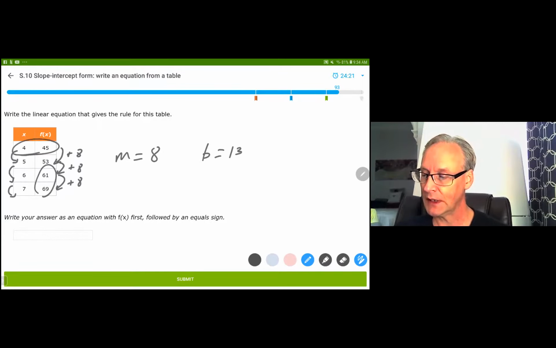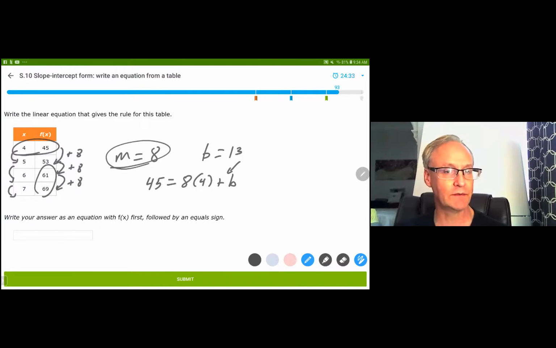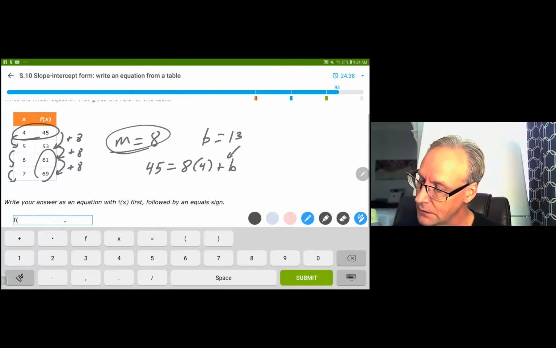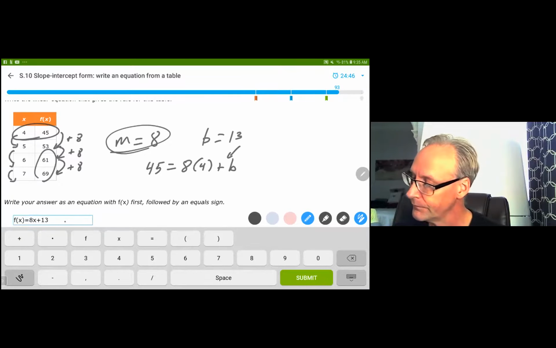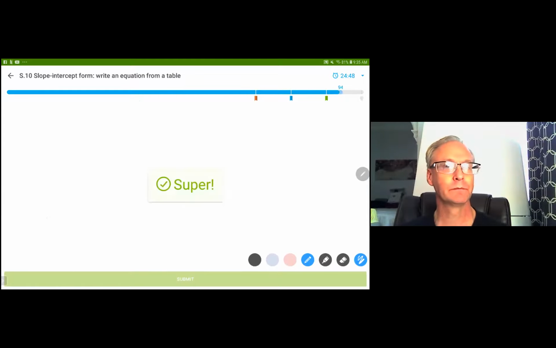There's your x and y. There's your slope. 45 equals 8 times x plus b. Can you see where I got the 13 now? 32 plus 13 gives me my 45. So f of x equals, we've got an m of 8, 8x plus 13. Looks good.